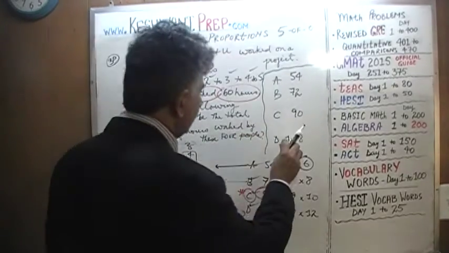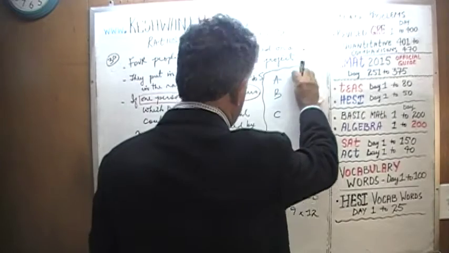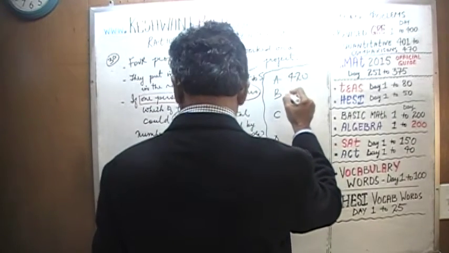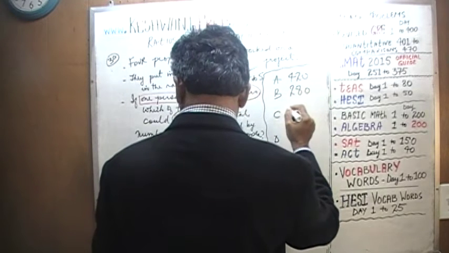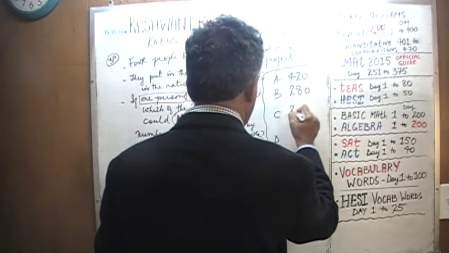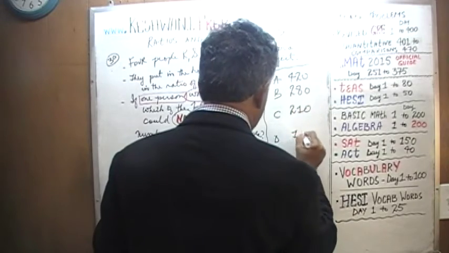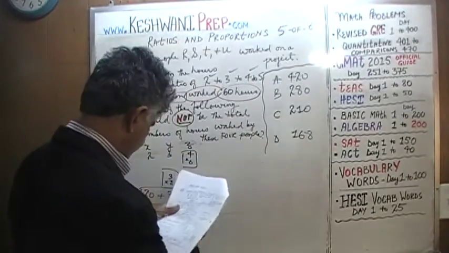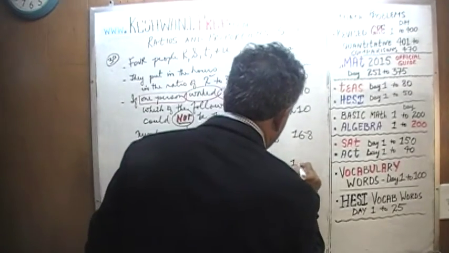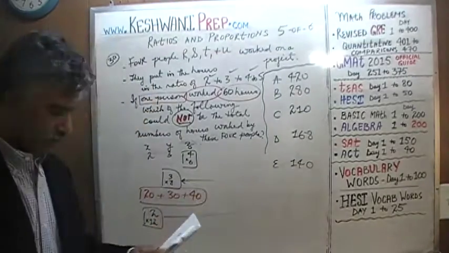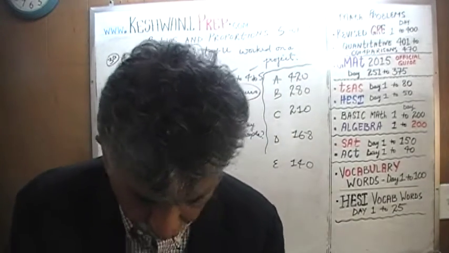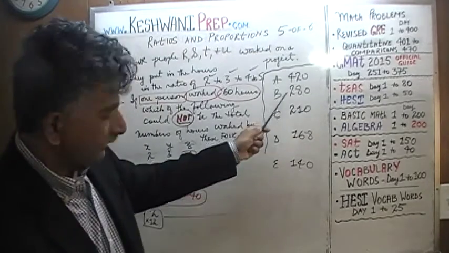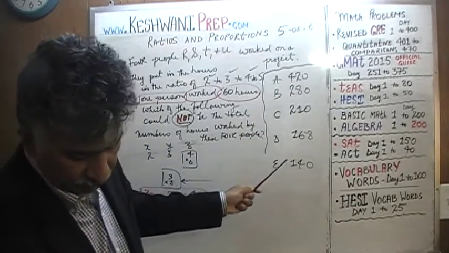And the answer choices are 420, 280, 210, 168, and finally 140. They're going in descending order, starting from 420 and going down all the way to 140. One more time: 420, 280, 210, 168, and 140.